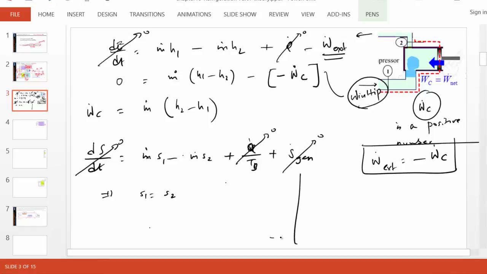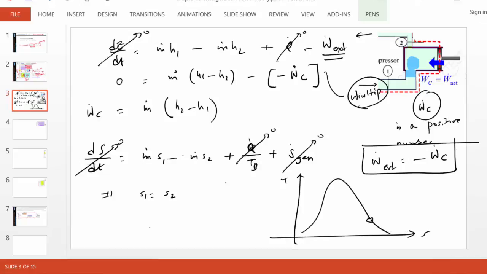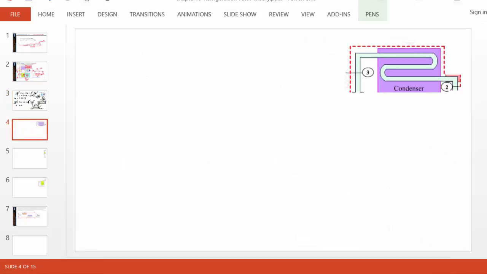So in a TS diagram, in an ideal system, state 1 will always be saturated, and we'll go isentropically as the pressure increases. So this will be the plot of the compressor in a TS diagram. Okay, let's move to the condenser.